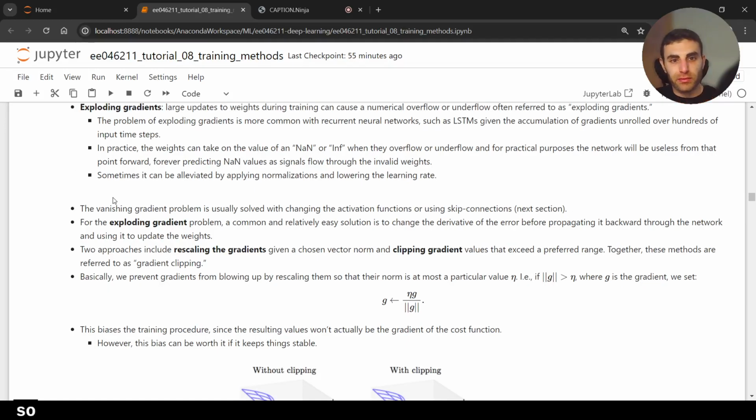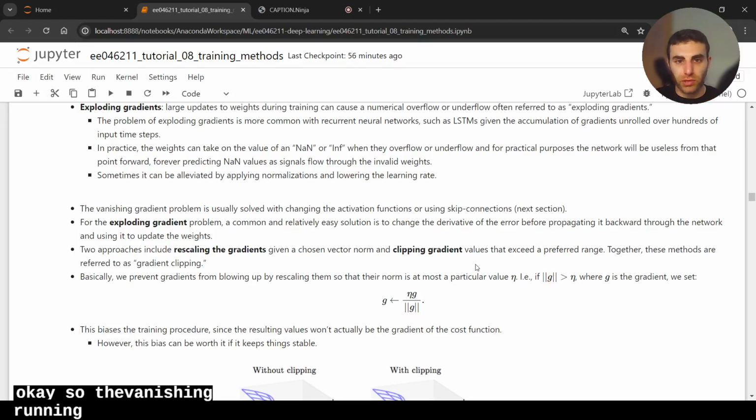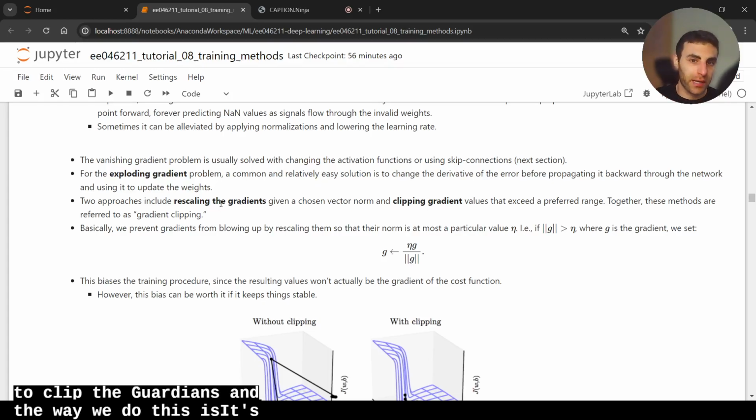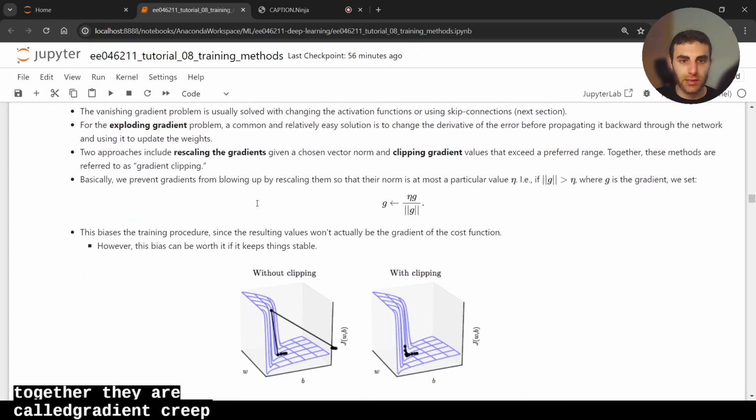Okay, so the vanishing gradient problem can usually be solved by changing the activation functions or using skip connections. I'll talk about it in a minute. But for the exploding gradient problem, a common and relatively easy solution is just to change the gradient before you take the step. So basically, we are going to clip the gradients, and it's called rescaling and clipping. Together they are called gradient clipping, and the idea is that we calculate the gradient norm, and if it's above a certain value, then we just clip it to the maximum value, right? So it's a very simple technique.